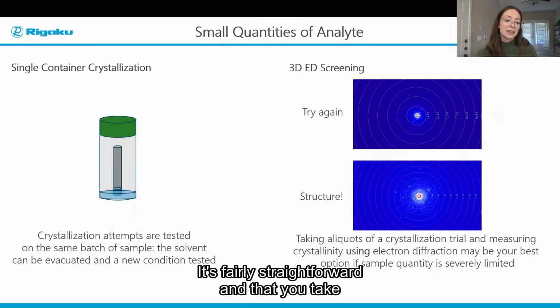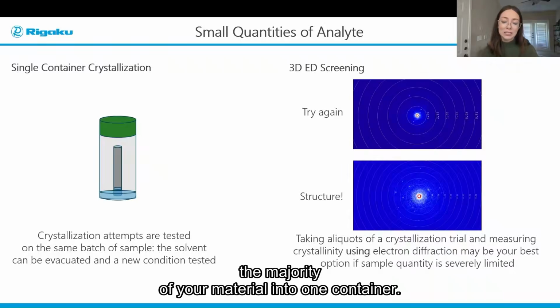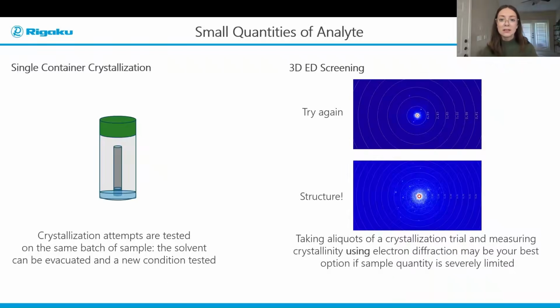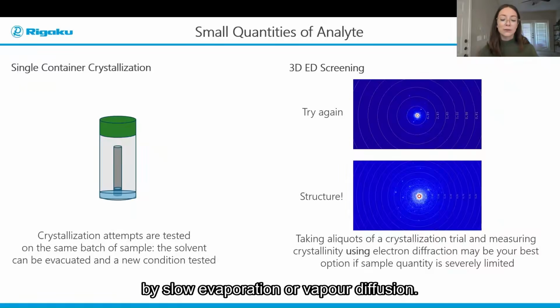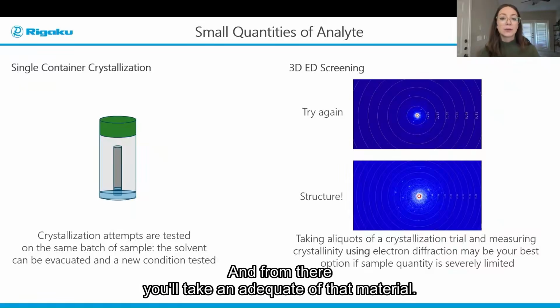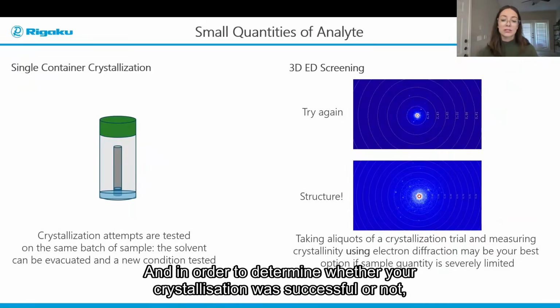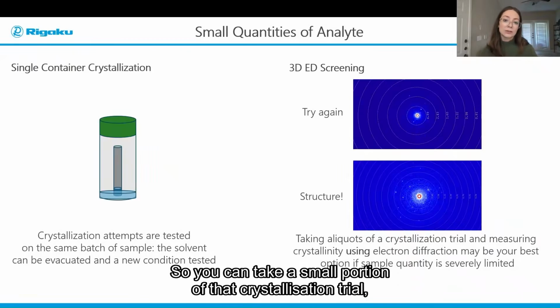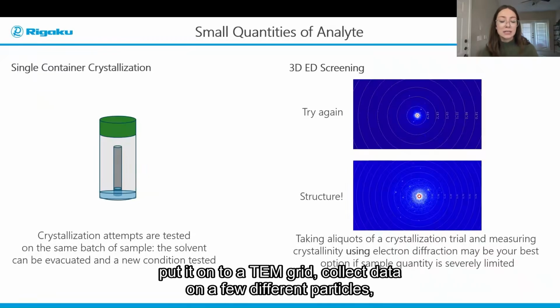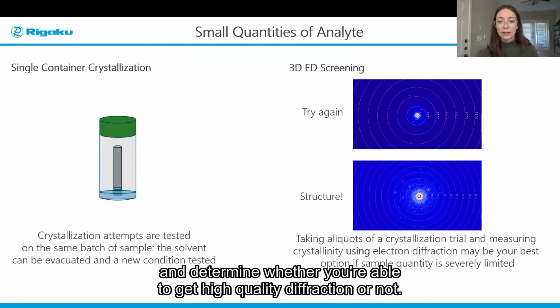It's fairly straightforward in that you take the majority of your material into one container. You will test some sort of solvent condition, either by slow evaporation or vapor diffusion. And from there, you'll take an aliquot of that material, and in order to determine whether your crystallization was successful or not, you actually use 3D-ED as your screening tool. So you can take a small portion of that crystallization trial, put it onto a TEM grid, collect data on a few different particles, and determine whether you're able to get high-quality diffraction or not.